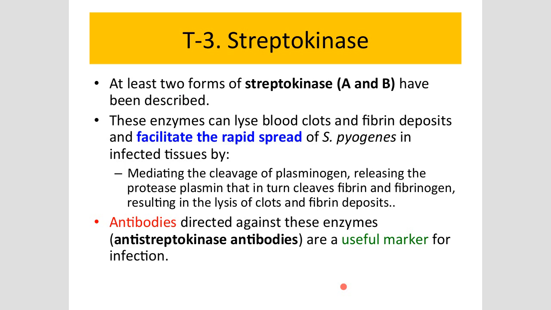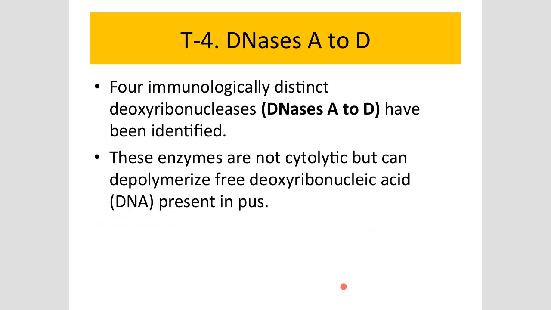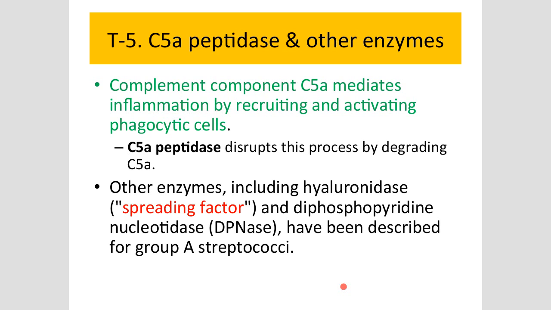And then again, you can also look for antibodies, which are a very useful marker for infection, which we call anti-streptokinase antibodies. It has an ability to go after our DNA. So you can see DNases are there, go and kill the cell. This is one of those mechanisms we have.